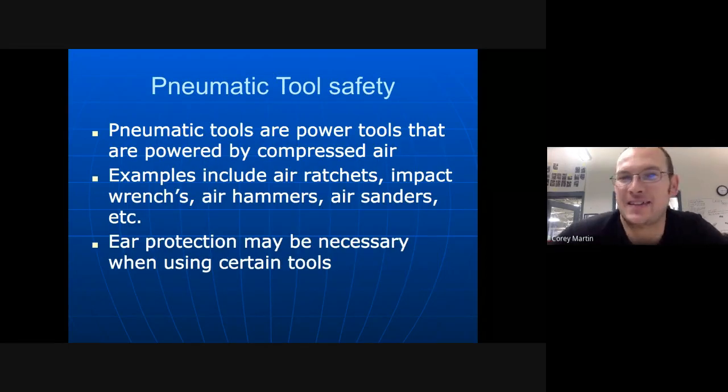Okay, pneumatic, that's what that P word is, pneumatic tool safety. Pneumatic tools are power tools that are powered by compressed air. So we have a large air compressor here in the school, and all of our air tools, our air ratchets, air impacts, air hammers, those are all pneumatic power.